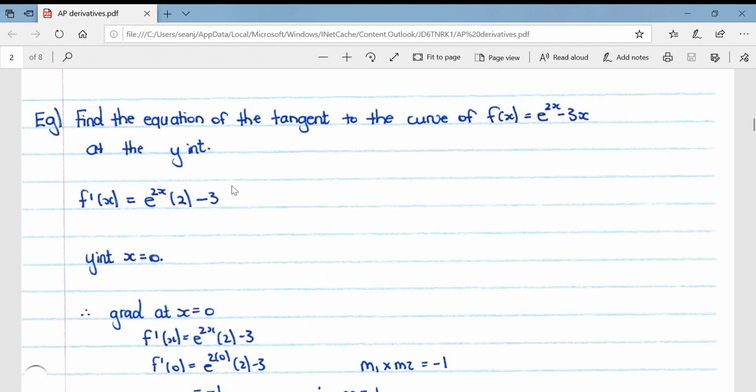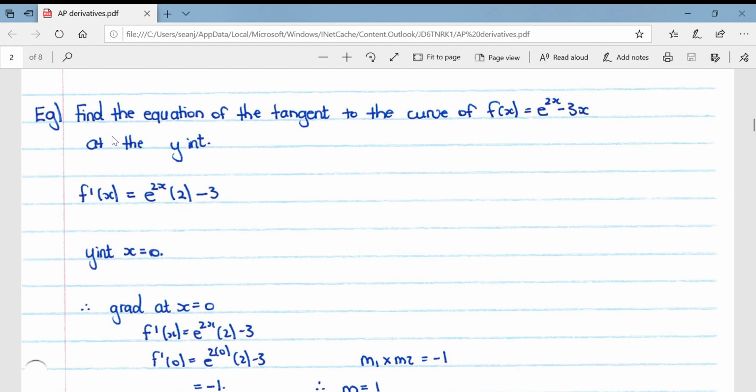Then a bit more application type questions, which will certainly come up. Find the equation of the tangent to the curve of f of x equals e to the 2x minus 3x at the y-intercept.